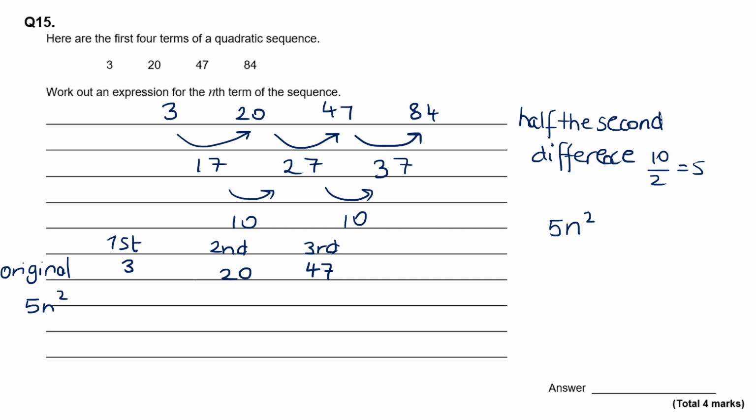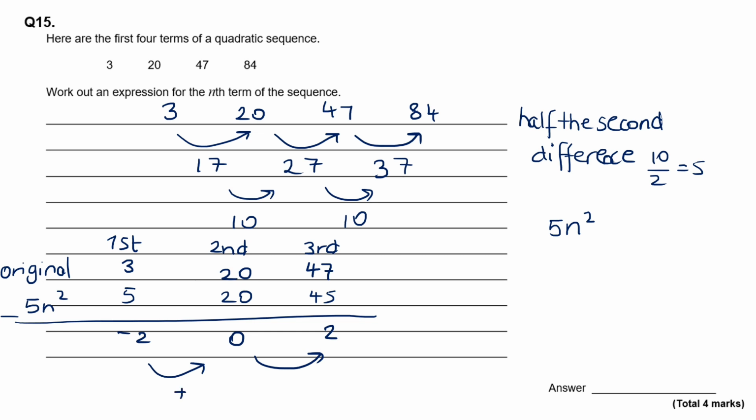So we need to do 5 times 1 squared. 1 squared is 1, times 5 is 5. 5 times 2 squared: 2 squared is 4, times 5 is 20. We are not doing 5 times 2, which is 10, then squaring it. We need to square the number first, and then multiply by what's in front. So this is going to be 20, and this is going to be 45. The difference gives us a new sequence that we can find the nth term for: 0, 2. The difference between these is plus 2, so that's linear, plus 2n.